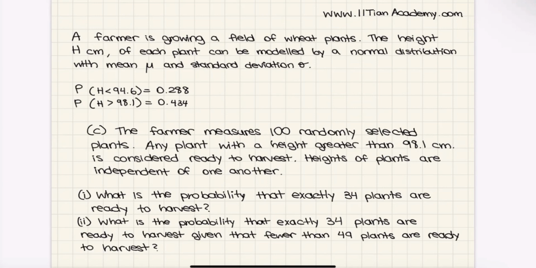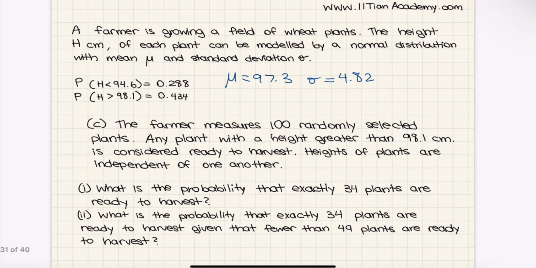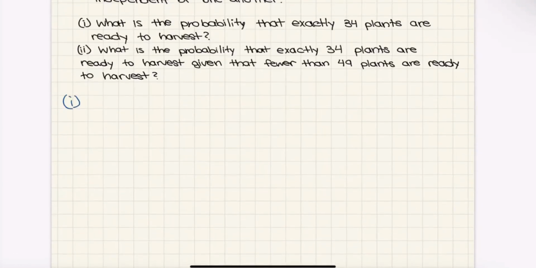Another key piece of information we know is that in the last part, we were asked to find mu and sigma, and we found out that mu is about 97.3 and that sigma is 4.82. That wasn't given in the question, but it is something that by this point we already have figured out in other ways. So the first thing we need to do here is recognize that this is a binomial distribution, and therefore to find the probability that exactly 34 plants are ready to harvest, we need to use the binomial equation.